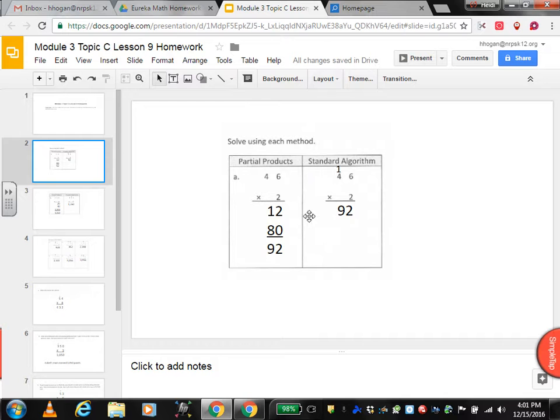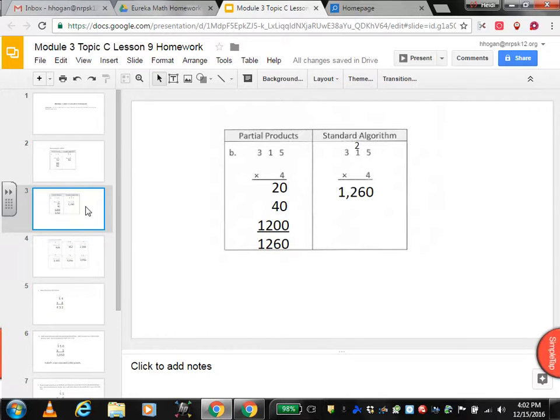And now we come over to the standard algorithm, and we say 2 times 6 is 12. We cannot have 12 ones, so we regroup, right? We can only have 2 ones, and we would regroup the 1 into the tens place. So we keep the 2, and we regroup into the tens place. 2 times 4 is 8, plus that 1 is 9, so it's 92.